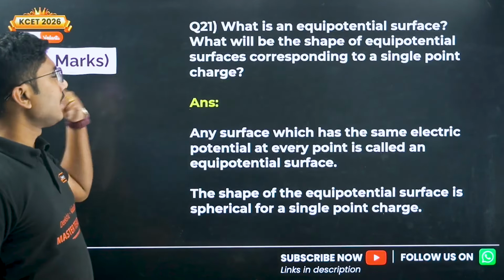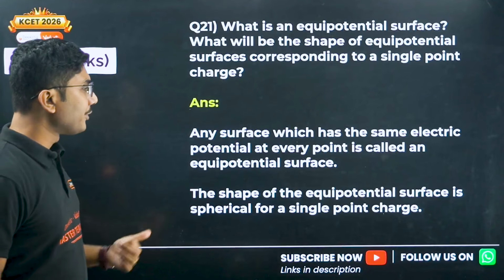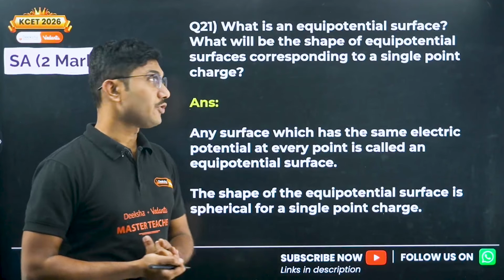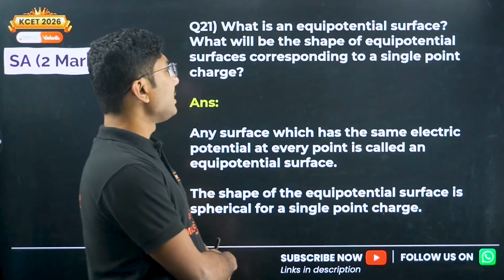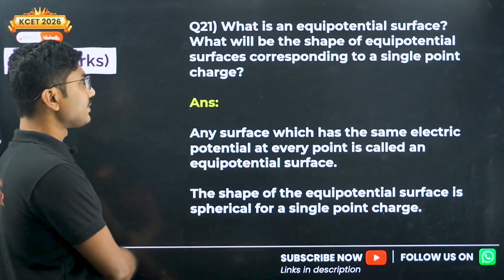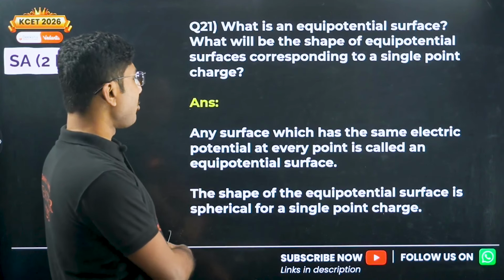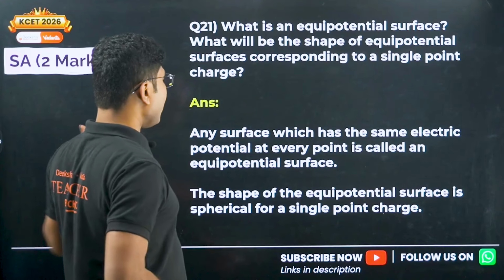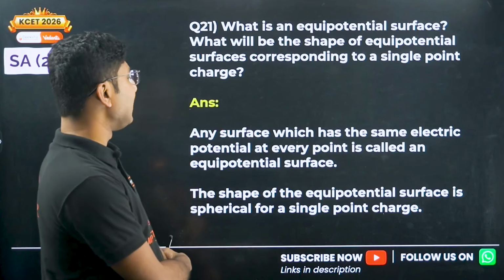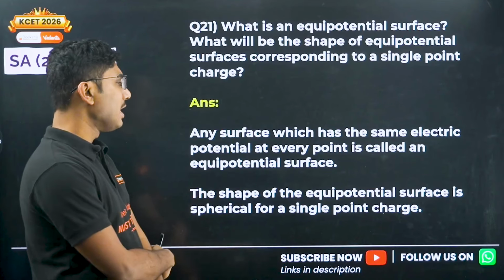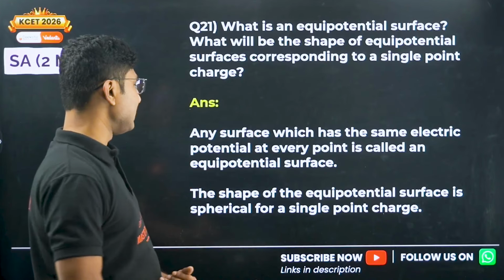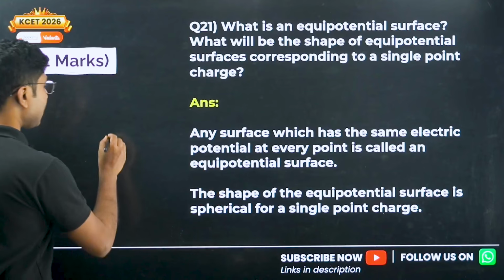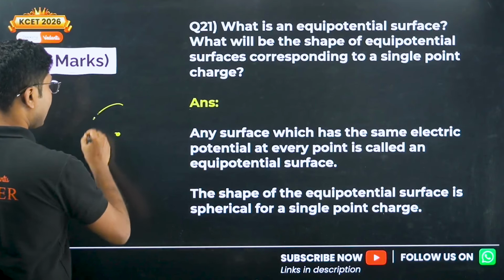Now let's move on to the 2 marker section. So now we will be discussing a few 2 marker important questions. What is an equipotential surface? What will be the shape of equipotential surface corresponding to a single point charge? So any surface which has the same electric potential at every point is called an equipotential surface. The shape of equipotential surface is spherical for a single point charge, and you also have to draw a diagram.